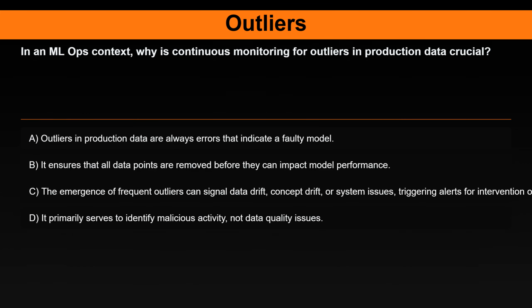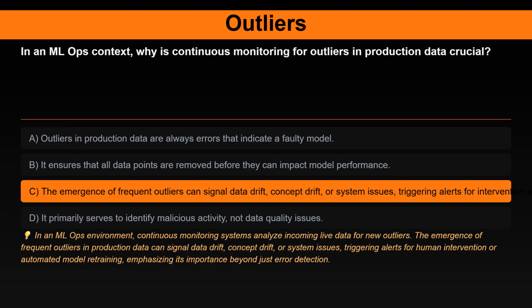Question 18. In an MLOps context, why is continuous monitoring for outliers in production data crucial? Option A. Outliers in production data are always errors that indicate a faulty model. Option B. It ensures that all data points are removed before they can impact model performance. Option C. The emergence of frequent outliers can signal data drift, concept drift, or system issues, triggering alerts for intervention or retraining. Option D. It primarily serves to identify malicious activity, not data quality issues.